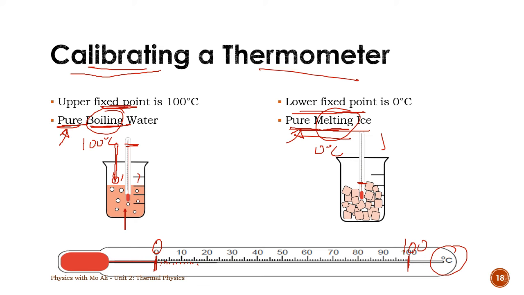What if the scale starts from -10? No. If the scale starts at -10, the lower fixed point is still 0. The -10 is just the lowest temperature you can measure right now, but the fixed point is still called 0.